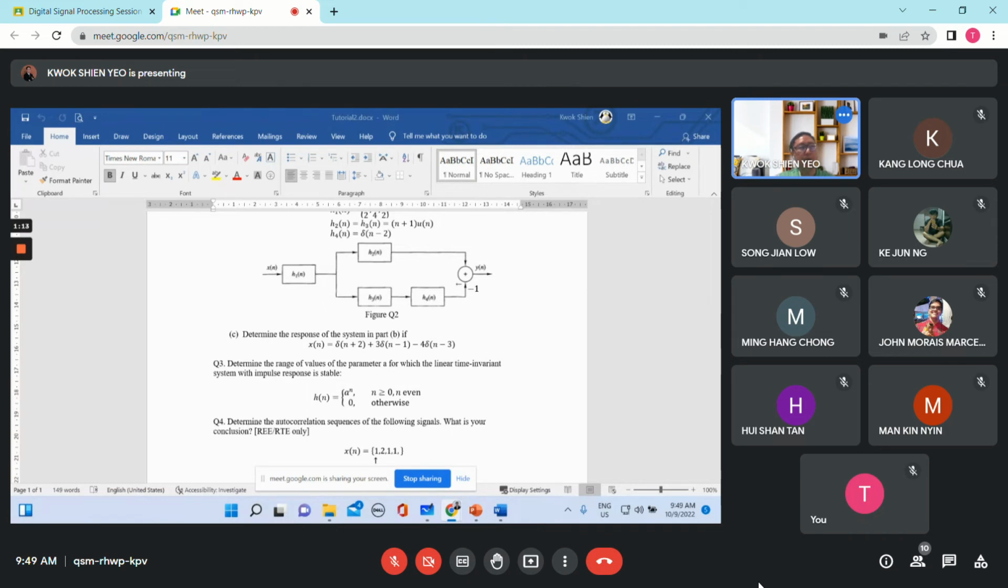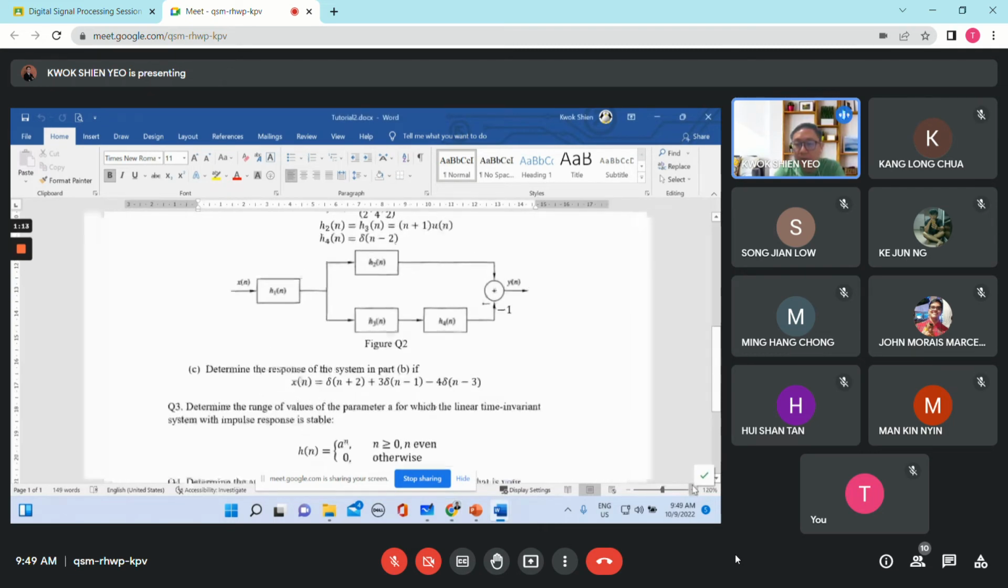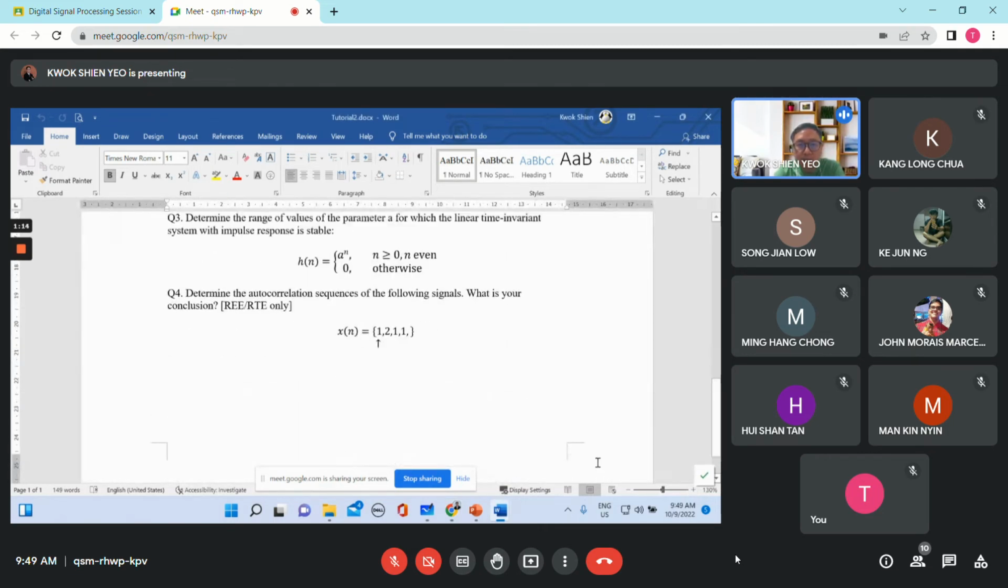Yeah, Brian said 3 and 4 haven't been done. So we quickly do 3 and 4 today lah. Then tutorial 3, we do it another time lah. Because if we discuss too many questions, I'm afraid some of your classmates cannot follow. Then they will suffer a lot during the final exam.